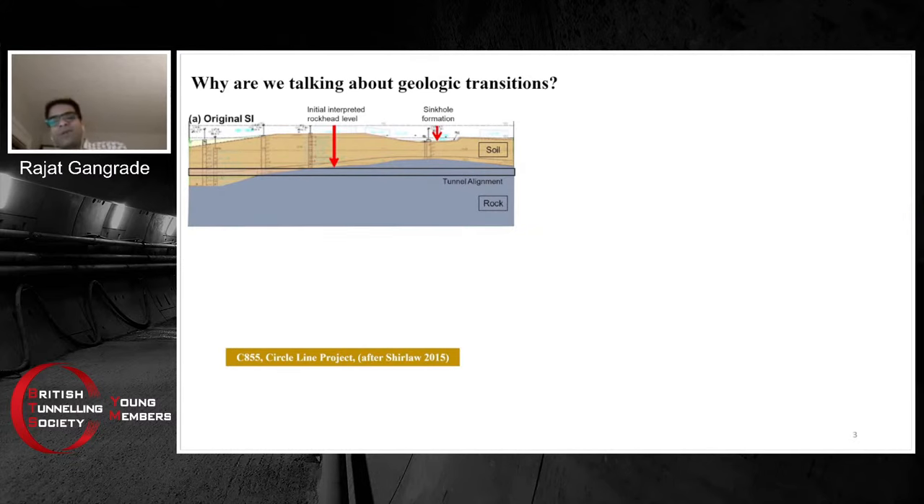To give you a good example of what I'm trying to talk about when I talk about transitions, it can be looked at in multiple ways. So if you can see my laser pointer over here, we have a profile drawn for a project, the Circle Line project in Singapore.